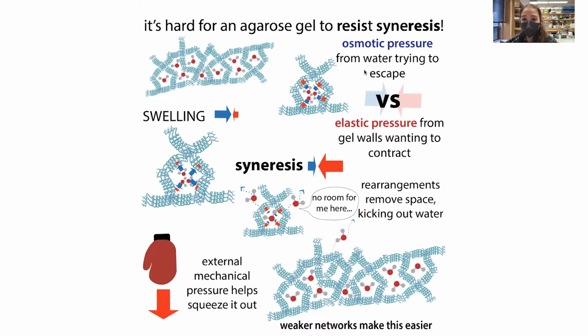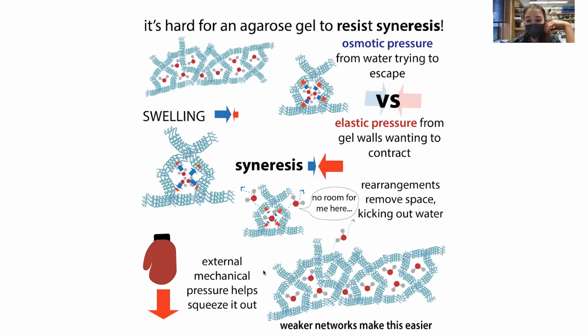You can think of these opposing forces. You have osmotic pressure from the water trying to escape, and elastic pressure from the gel wanting to contract. You get swelling if the water is winning, if the osmotic pressure is winning, and you get syneresis if the gel is winning, if the elastic pressure is winning. In that case, the water is going to get kicked out in exchange for forming some bonds between the sugar units.